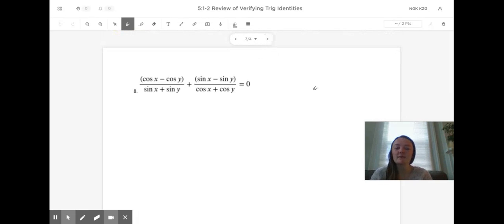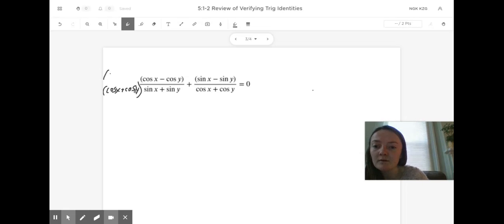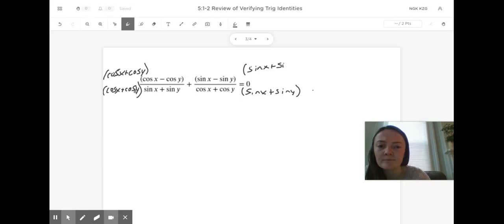All right, let's keep on moving. All right, this one here, cosine x minus cosine y all over sine x plus sine y. This whole thing looks really complex. All I'm going to do is use my same strategies. I want to get a common denominator. So I'm going to multiply the first by the denominator of the second. So cosine x plus cosine y all over cosine x plus cosine y. And then this one, I'm going to do the same thing. So I'm going to say sine x plus sine y, and then sine x plus sine y.